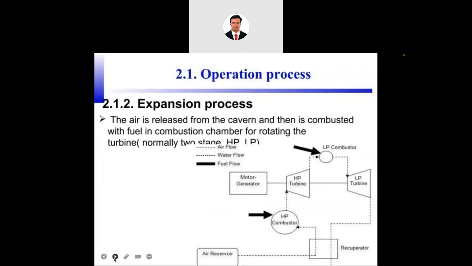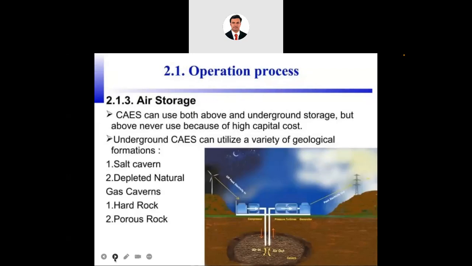In the gas turbine power plant, we are using the flue gases after combustion. Here also we are using the flue gases, but whenever compressed air energy storage is used, in that case we are using the compressed air which is stored inside the cavern. So these are the details regarding those processes.